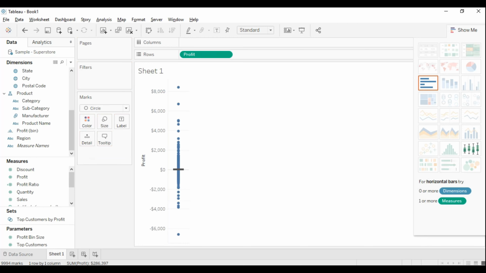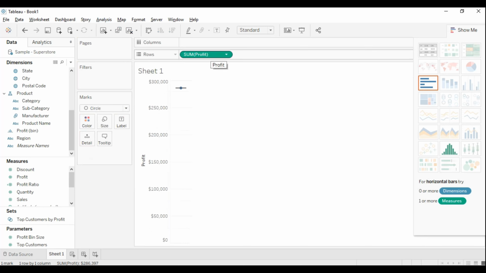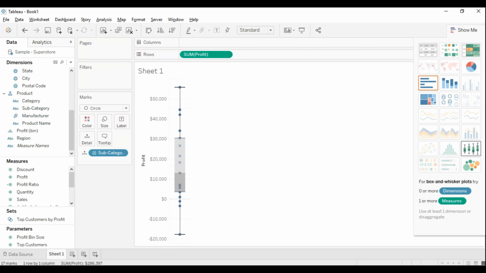On top of it, I don't want this one, I would go for an aggregate value. Let it be an aggregate value. Sum of profit comes in. On top of sum of profit, I want to look at it at a subcategory level. Cool. Look at it here, we got a lot of subcategories, and for each and every subcategory we got some values here.